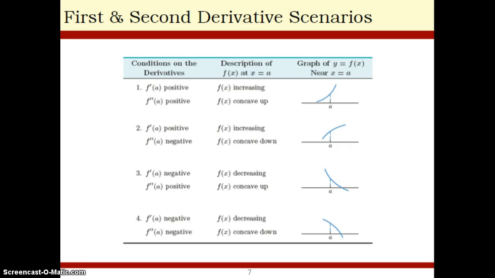Okay, and I thought this chart was really helpful. Try to go through this chart by yourself and see if you can look at the graph itself and determine whether f prime of a is positive or negative and f double prime of a is positive or negative. If you go through each one of these graphs and try to do that on your own, I think it's really helpful if you just pause the video.